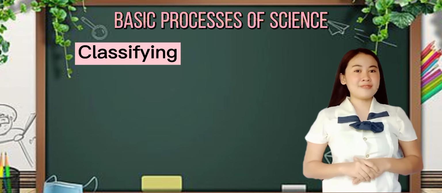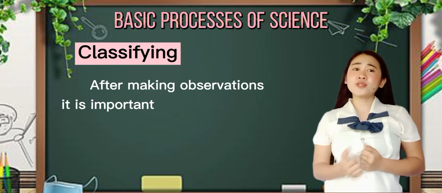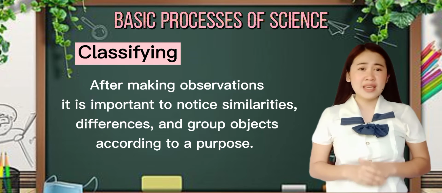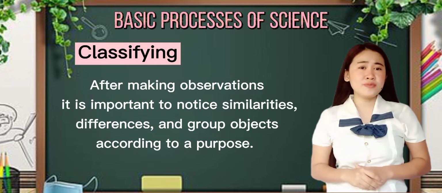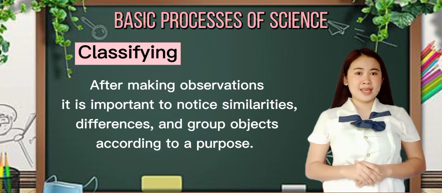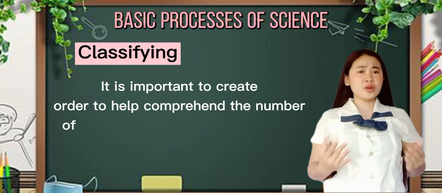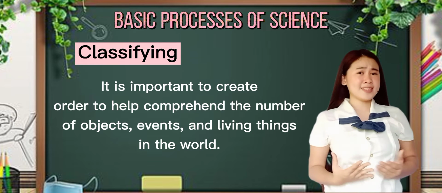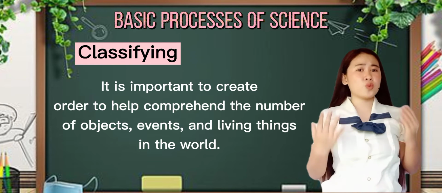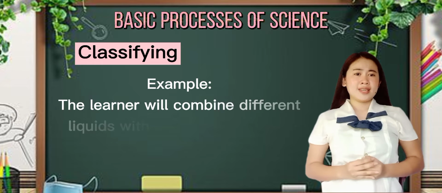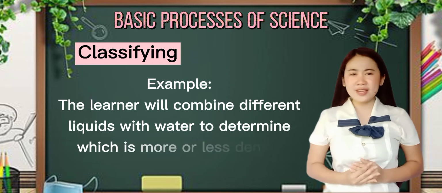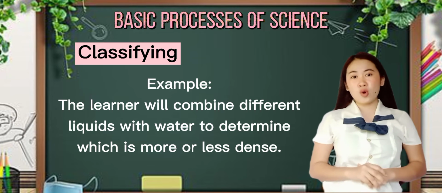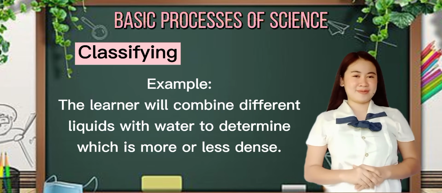Second, classifying. After making observations, it is important to notice similarities, differences, and group objects according to a purpose. It is important to create order to help comprehend the number of objects, events, and living things in the world. For example, the learner will combine different liquids with water to determine which is more or less dense.